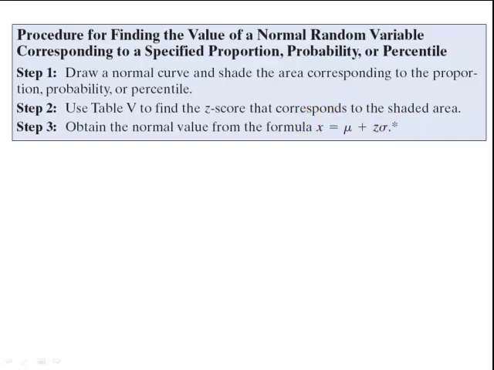Now I'd like to take just a second to show you where this formula comes from. It actually comes from the z-score. So in this case, we want to take the z-score formula and solve it for x. So we need to get rid of mu and we need to get rid of sigma.